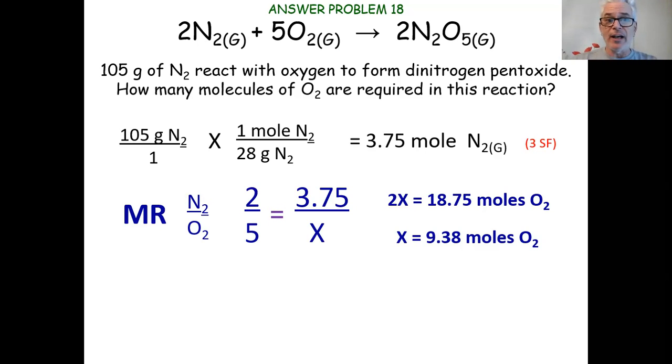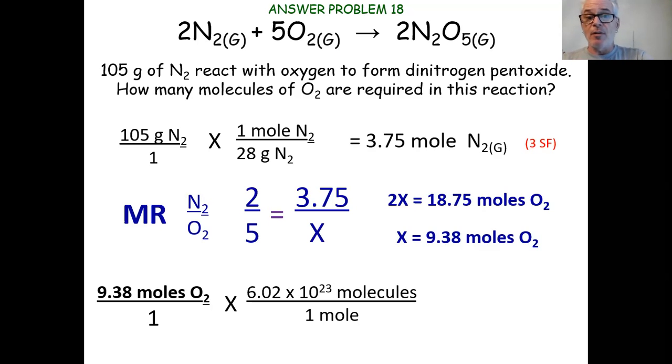But the question here is molecules of oxygen. We have moles. Now we have to do one last conversion. We're going to go from mole island to particle island. And the conversion factor for that is that 1 mole of anything is going to be equal to Avogadro's number of particles. So we start with 9.38 moles of oxygen over 1, and we're going to multiply it by Avogadro's number over 1 mole. That's equal to 1.